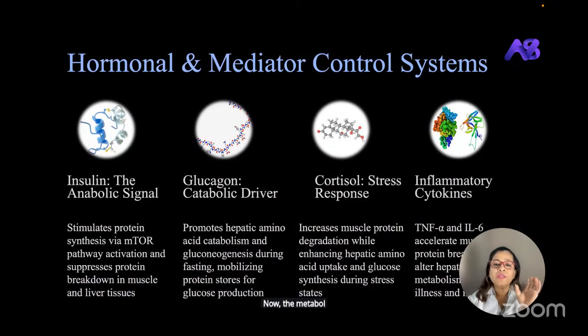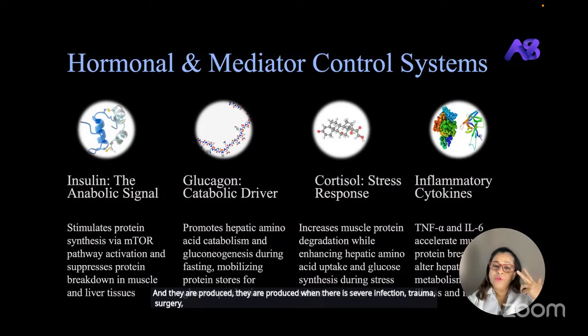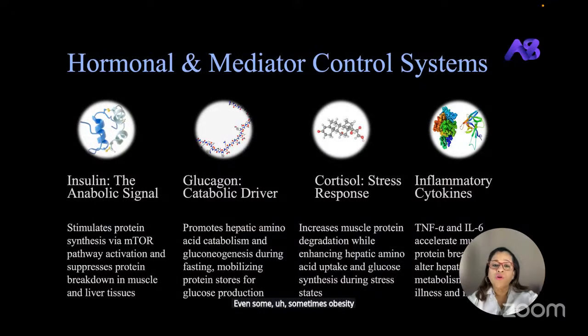Now the metabolic disruptors, they cause the inflammatory cytokines like TNF alpha, IL-1, IL-6, and they are produced when there is severe infection, trauma, surgery, even sometimes obesity, chronic diseases. Okay, so these are the metabolic outcomes. Even in sepsis there are these outcomes in inflammation, where there is a shift of metabolism towards breakdown, especially muscle breakdown. So in sepsis also this happens.